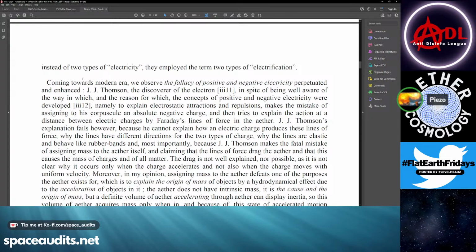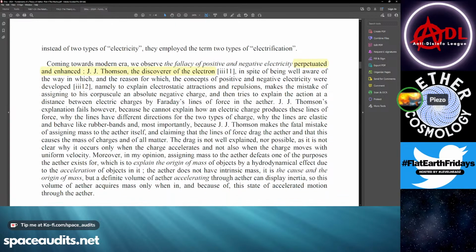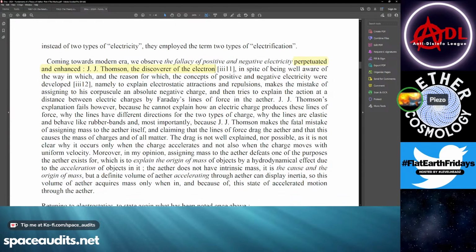Coming towards the modern era, we observe the fallacy of positive and negative electricity perpetuated and enhanced. J.J. Thomson, the discoverer of the electron, in spite of being well aware of the way in which and the reason for which the concepts of positive and negative electricity were developed, namely to explain electrostatic attractions and repulsions, makes the mistake of assigning to his corpuscle an absolute negative charge, and then tries to explain the action at a distance between electric charges by Faraday's lines of force in the ether.